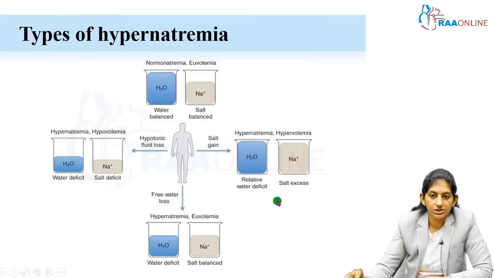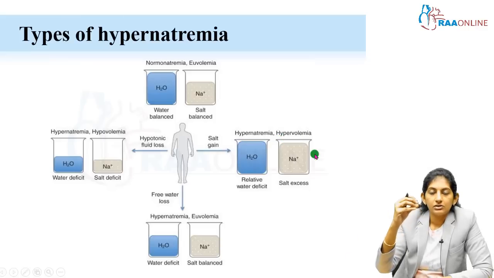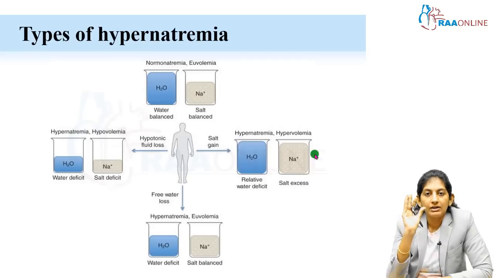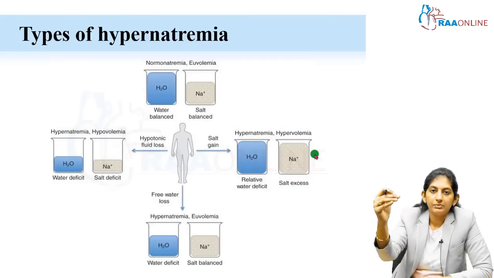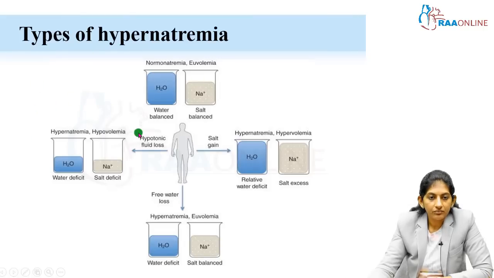I don't want to confuse here, but just look at the diagrams over here. Okay, both of these you can compare. You see here that the water has increased a little when compared to here, and salt excess is also there. So much of salt excess, but there will be relative water deficit. That's what they're trying to imply here. But ultimately, volume will be high, sodium level will be high. Hypervolemia, hypernatremia.